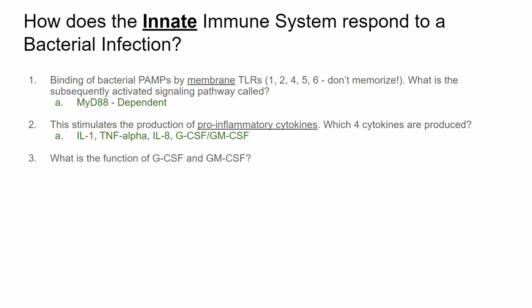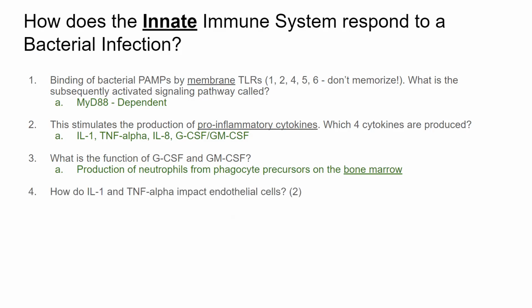Let's figure it out. So what does GCSF, GM-CSF, what do those do? Very good. Go to the bone marrow and induce neutrophil differentiation from phagocyte precursors. Okay. GCSF, GMs, there are different steps in the pathway, but I think it's sufficient to know that they're involved in neutrophil differentiation. Okay. What do IL-1 and TNF alpha do in regards to endothelial cells?